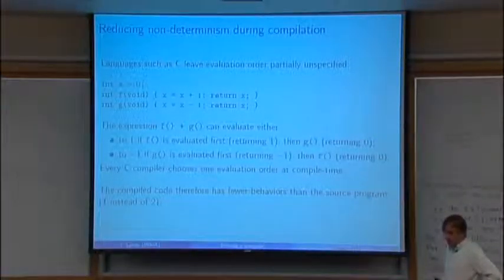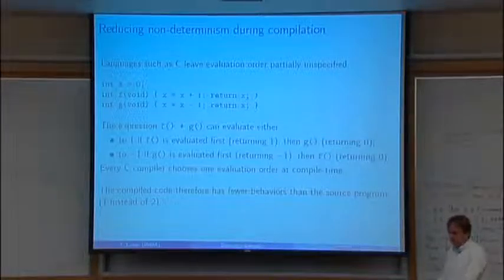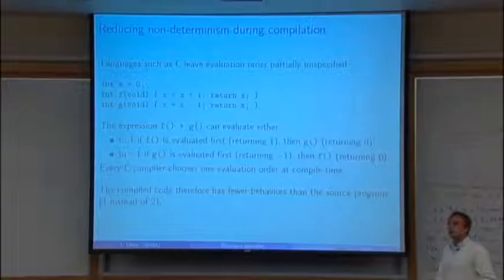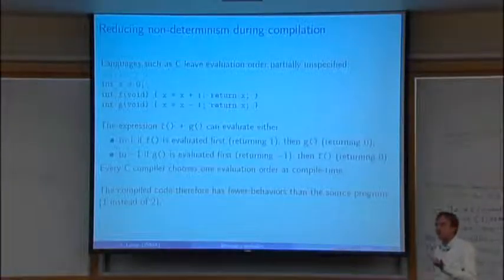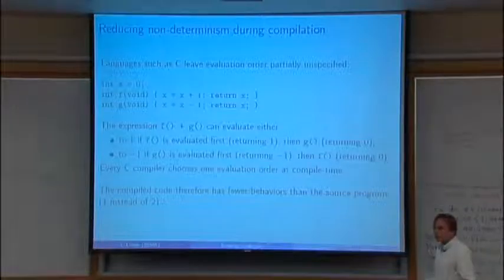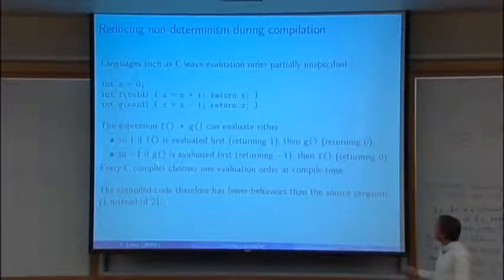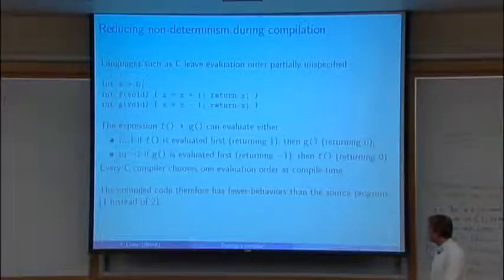But in general, the code that is generated is completely deterministic. So the compiled code has fewer behaviors than the source code. Okay? The source code has 2 behaviors, the compiled code has 1 of them. But that's fair, okay, as long as it is one of the 2 allowed behaviors. Okay? If the compiler evaluates this to 42, something is very wrong.